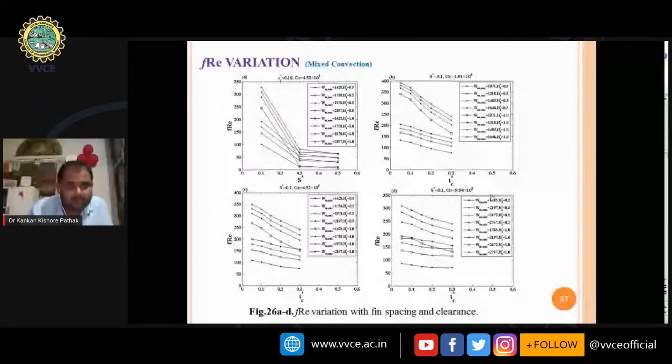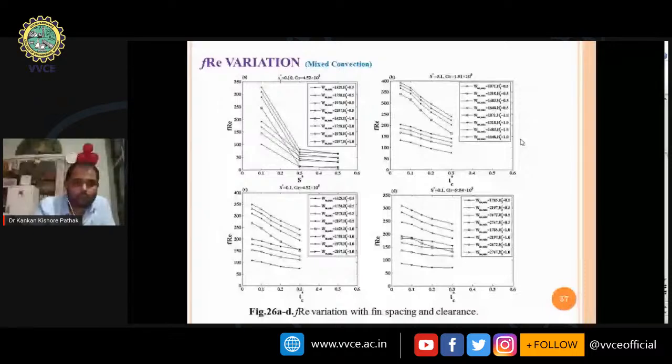Now the f Re variations, this is related to the resistance. You can see that whenever H1 star is very low, that is for the dual height fin array, the f Re value will always be high. This indicates the lower fin spacing, because for 0.1 it is very high, and this is because of the high resistance offered. And whenever the Grashof number is changing, the values are gradually decreasing.